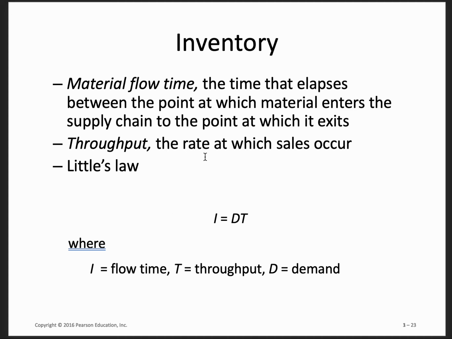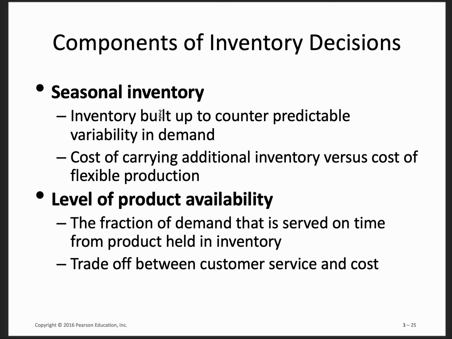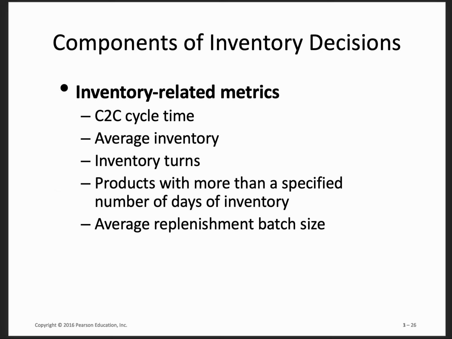Okay. So that's inventory. So these are some of the important metrics, and inventory is part of what we're going to talk about later on in the semester. So we will not talk much about cycle or safety inventories in this course, but we will talk about seasonal inventories and product availability and so on. So these are all important. Here are some of the metrics: inventory buildup, to counter predictable variability in demand, and so on. So this is something we'll talk about later on in the semester.